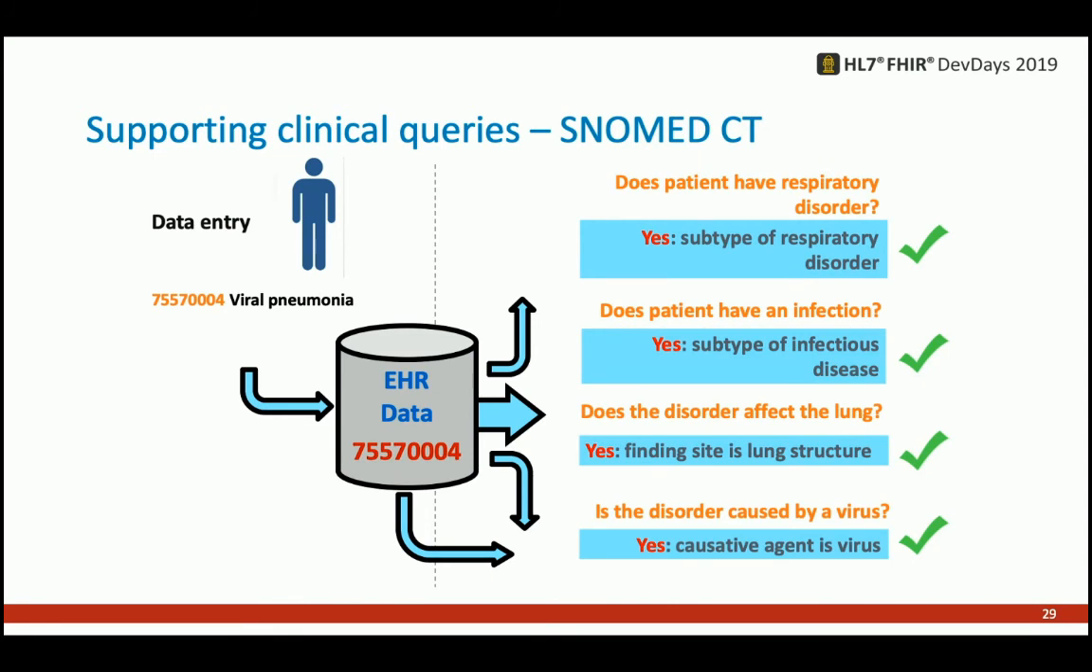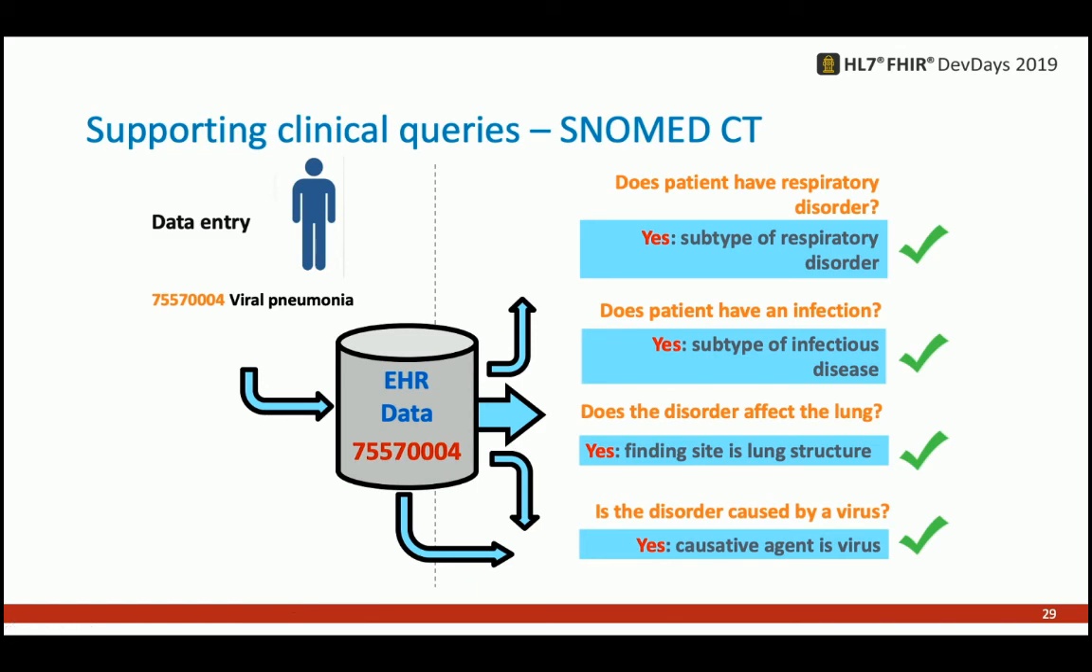With SNOMED, though, we know that viral pneumonia is a type of respiratory disorder. It's a type of infectious disease. It has a finding site on the lung structure, and the causative agent is virus. So it means that I can do a search across any of those particular attributes on that concept and always come back to the same concept.